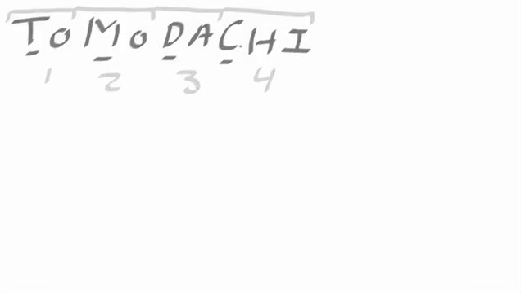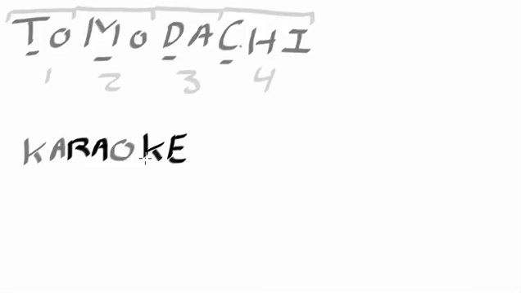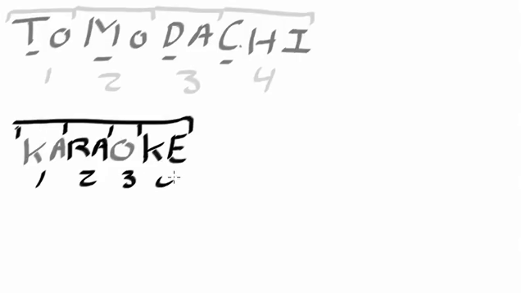Right? Another example, and this is another one that people often mispronounce, is this word. Now, I often see this pronounced karaoke or something, but it's actually pronounced as ka, ra, o, ke. And again, it's 1, 2, 3, 4.